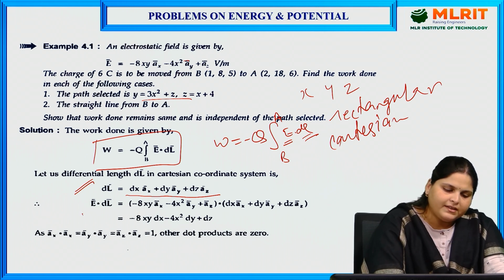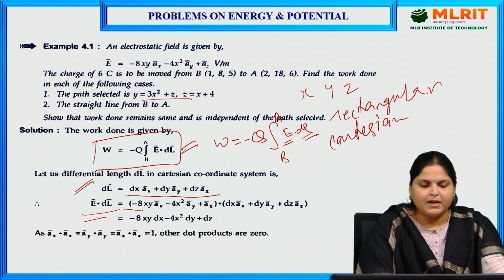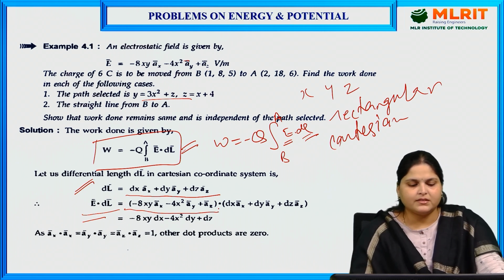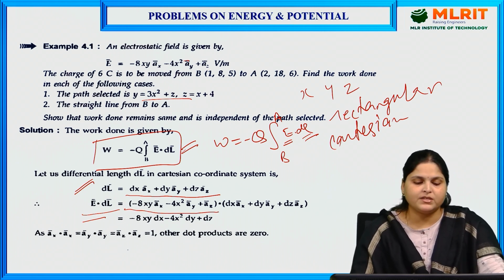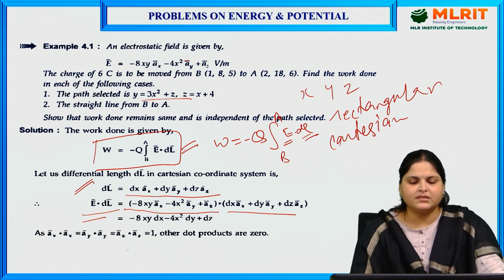Now let's write E dot dl. That's what we have to put into this formula. This is given by minus 8xy ax minus 4x square ay plus az, dot product with dx ax plus dy ay plus dz az.